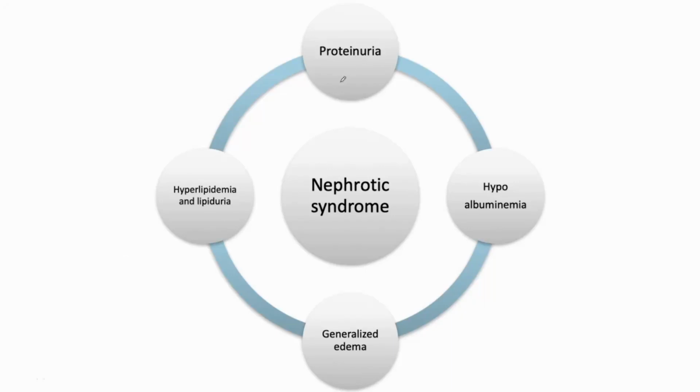So what is the definition of nephrotic syndrome and what are the different components of nephrotic syndrome? I am drawing the glomerulus here. We have a Bowman's capsule and we have the glomerulus, that is the afferent and efferent arterioles. They form a network of capillaries inside the Bowman's capsule and this is known as the glomerulus.